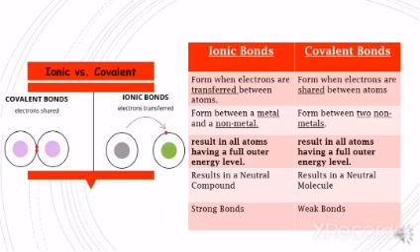This is a small table that compares ionic bonds to covalent bonds. These two bonds have very different points, but they are the same in one point: that at the end all atoms will have a full outer energy level.